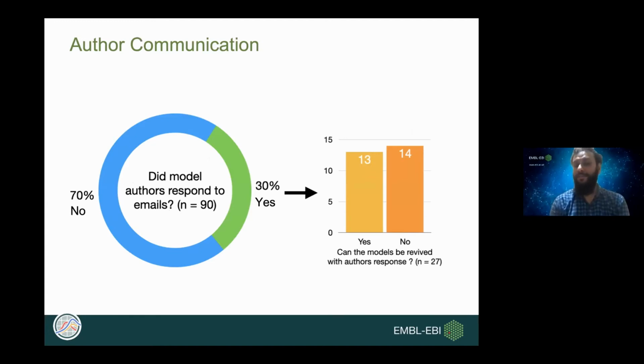Even among those 30% who responded, we could only reproduce half of the models. So half we could not reproduce. Sometimes they respond and say, oh, my PhD student is not here anymore, I cannot find the code, and so on. So we simply can't reproduce even after we contact them. Sometimes they provide some information, and that's not good enough for us to reproduce the model.